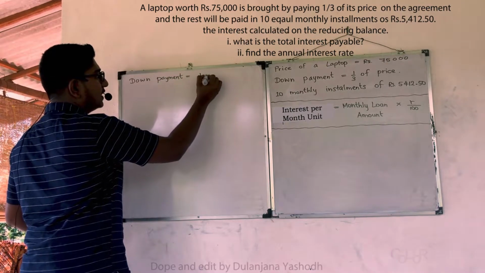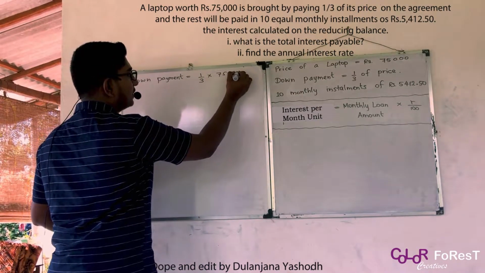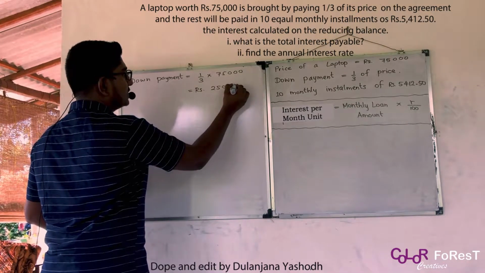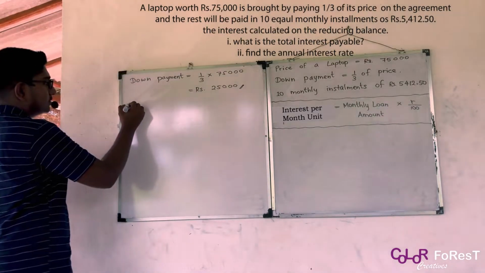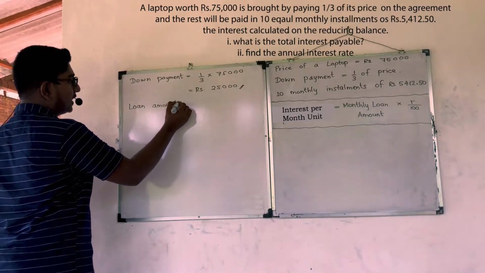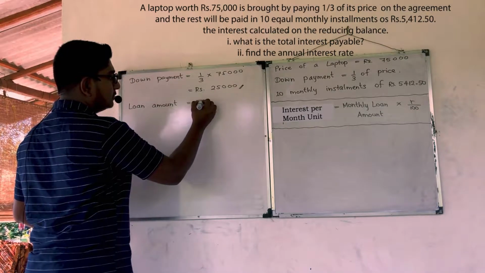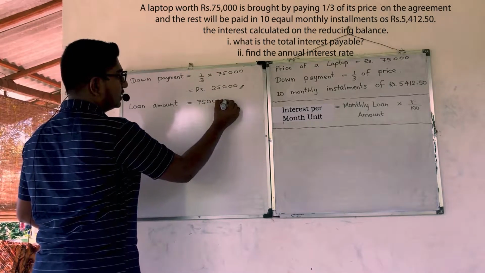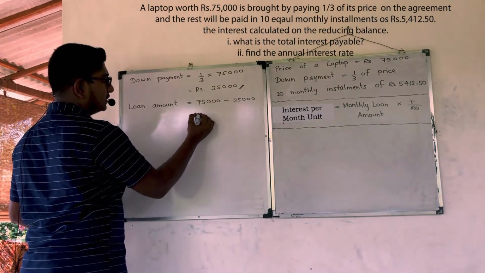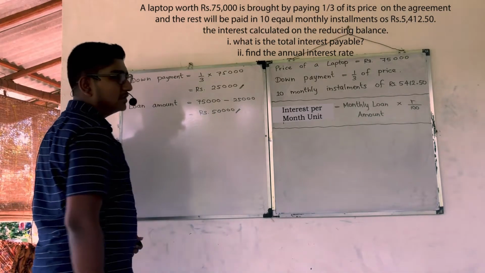Down payment is 1/3 of price. That means 1/3 multiplied by price of the laptop. So we will get the down payment as 25,000 rupees. We can calculate the loan amount by subtracting 25,000, which is the down payment, from its price 75,000. So the loan amount is 50,000.